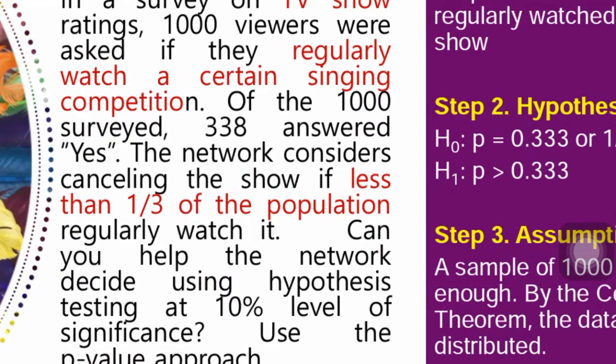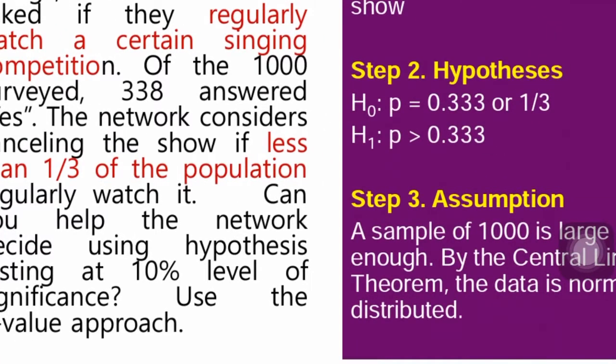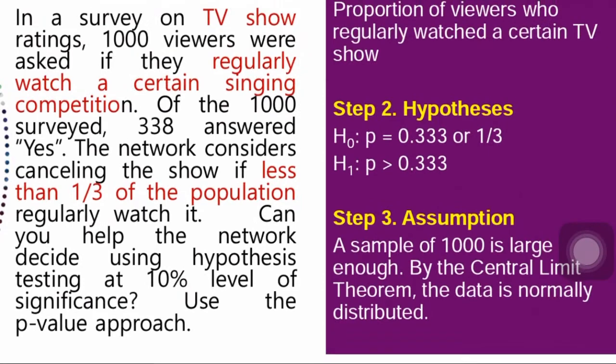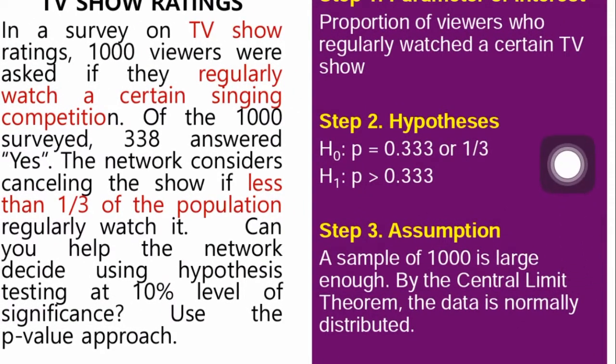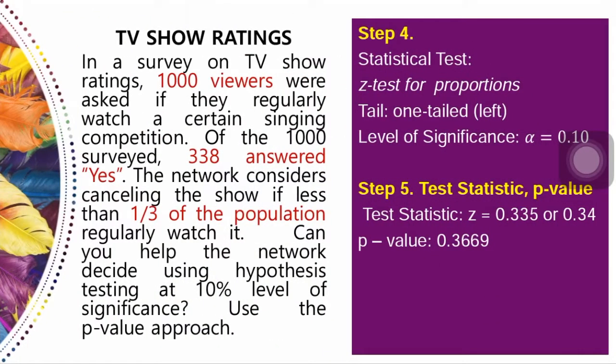Since the network will consider canceling the show if there are less than one-third of the population, then our alternative hypothesis is p is greater than 0.333. Now, what's our assumption? Our assumption is a sample of 1,000 is large enough. By the central limit theorem, the data is normally distributed.